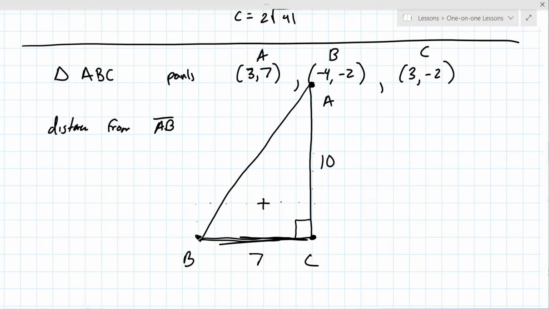So I want you to see if you can figure out what the hypotenuse is for me, please. It's just the square root of 149. That's right.